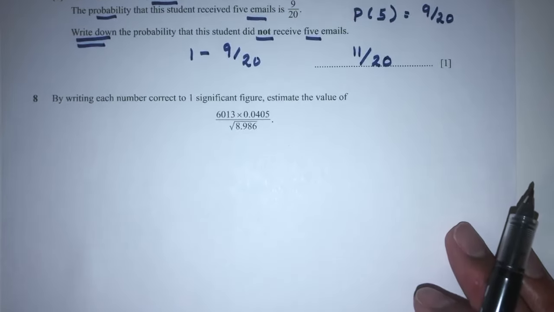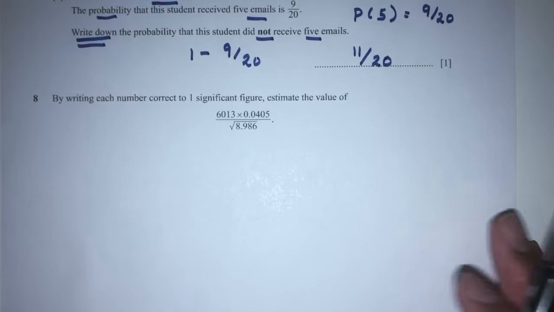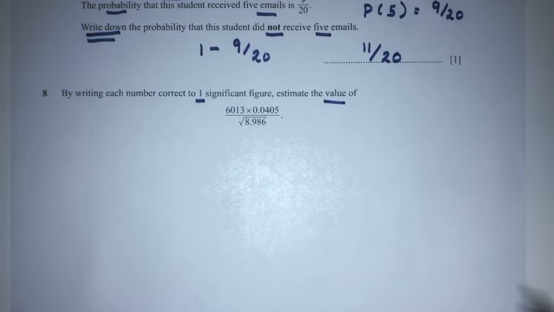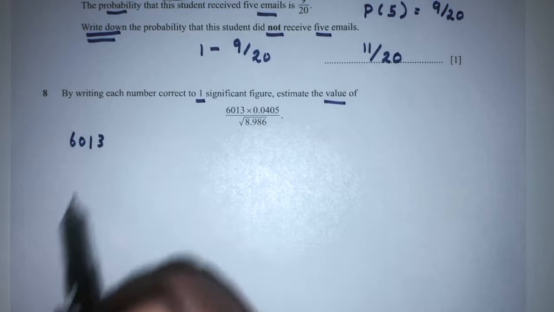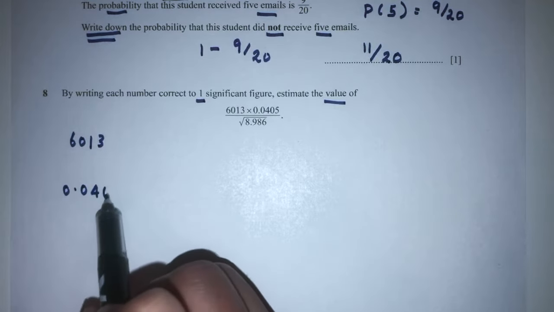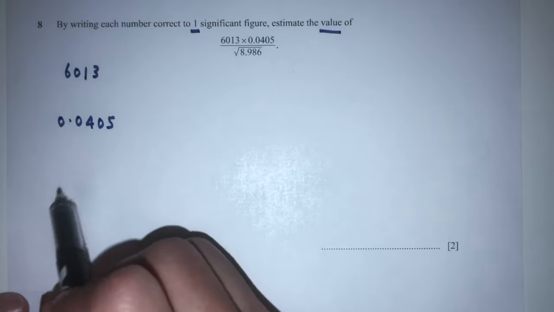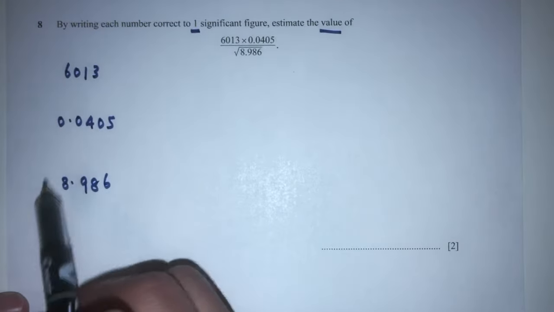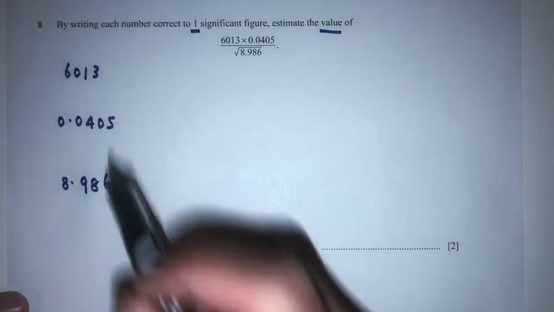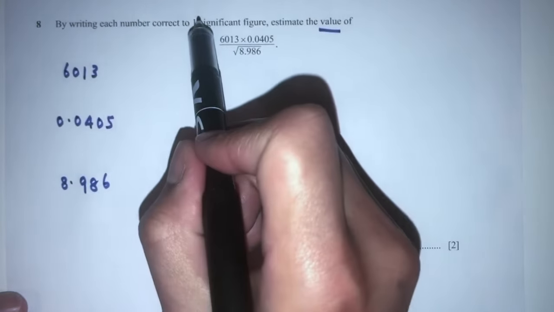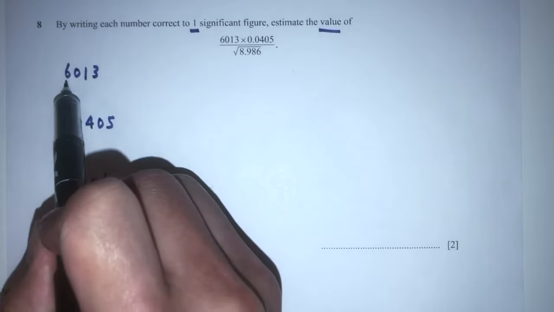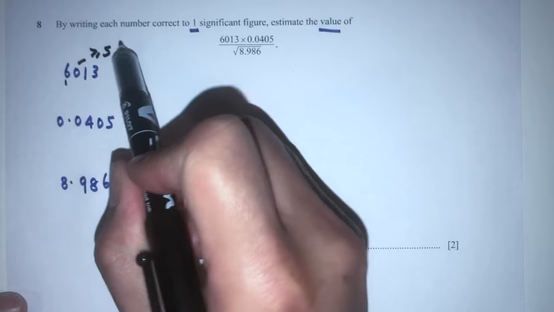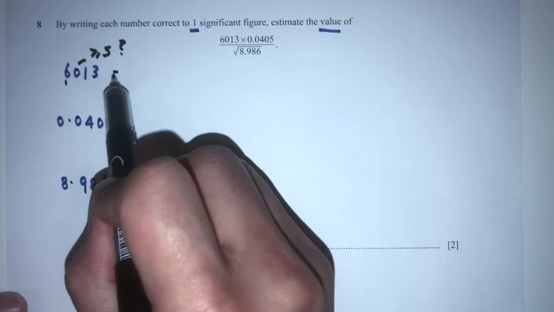So 8, we have to write down each of the numbers correct to 1 SF. We have to estimate the value of this fraction. So one by one. We have 6013, 0.0405, and here we have 8.986. Of course here we will first ignore the square root. We will just write the number which is inside. So let's write this down to 1 SF. Because here we have 1 SF, let's leave the first number by itself. Then we ask if this number here, is it more or equal to 5? If it is not true, then we change everything to 0.